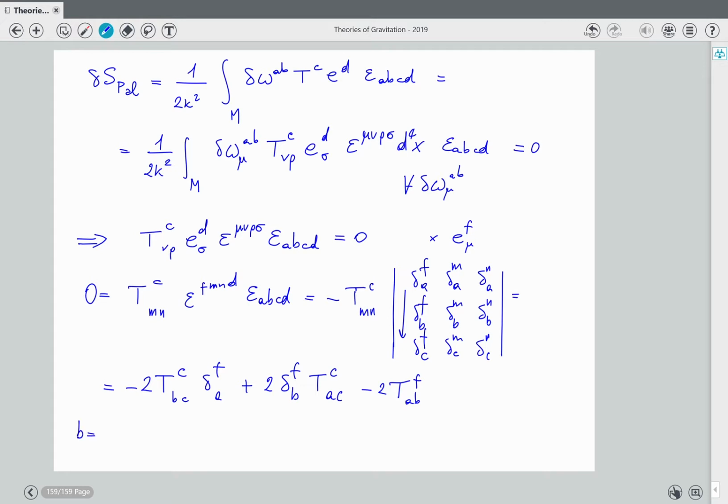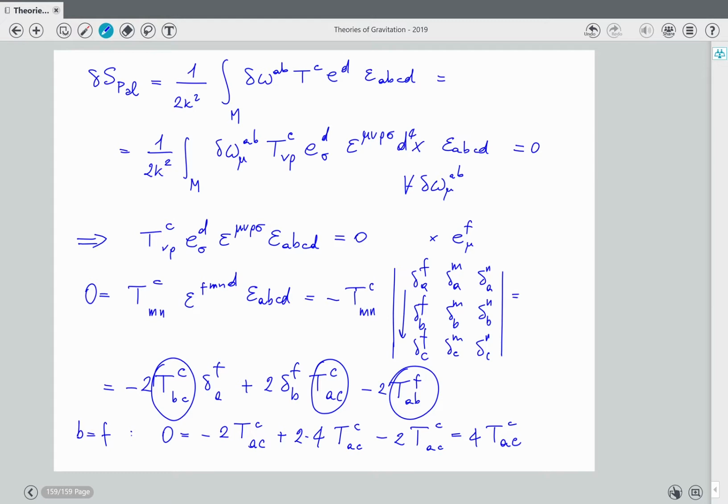And then if we choose B equal to F, we have 0 equals minus 2 T B C C, T A B is equal to F, so T A C C, T C A C, plus 2 delta B F becomes times 2 times 4 T A C C. The last one is minus 2, B is equal to F, so it's again T A C C. So you have 8 minus 4, 4 T A C C, which means that T A C C is 0, but if T A C C is 0, this is 0, this is 0, so T F A B is 0.